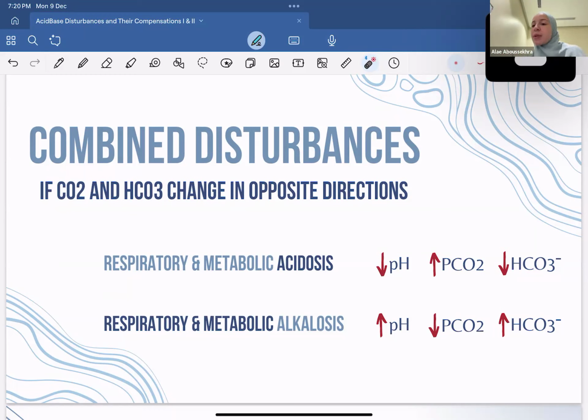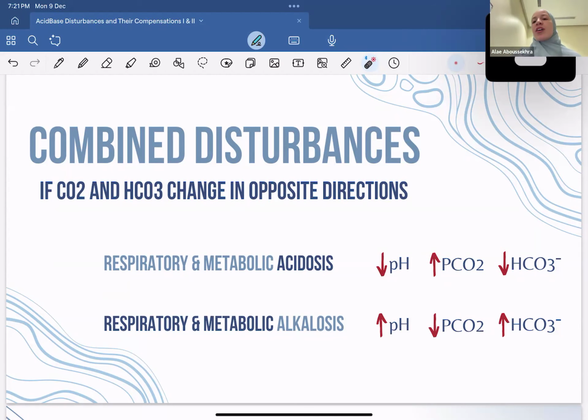In respiratory and metabolic acidosis, pH is going to go down, obviously, because of acidosis. CO2 is going to go up. If you remember in ROME, respiratory is opposite, so it's going to go in the opposite direction and cause acidosis. And bicarbonate is going to go down. So as you can see, these two are going in completely different directions. This is what causes the combined disturbance. And alkalosis is just the opposite. So you have an increase in pH, a decrease in partial pressure of CO2, and an increase in bicarbonate.